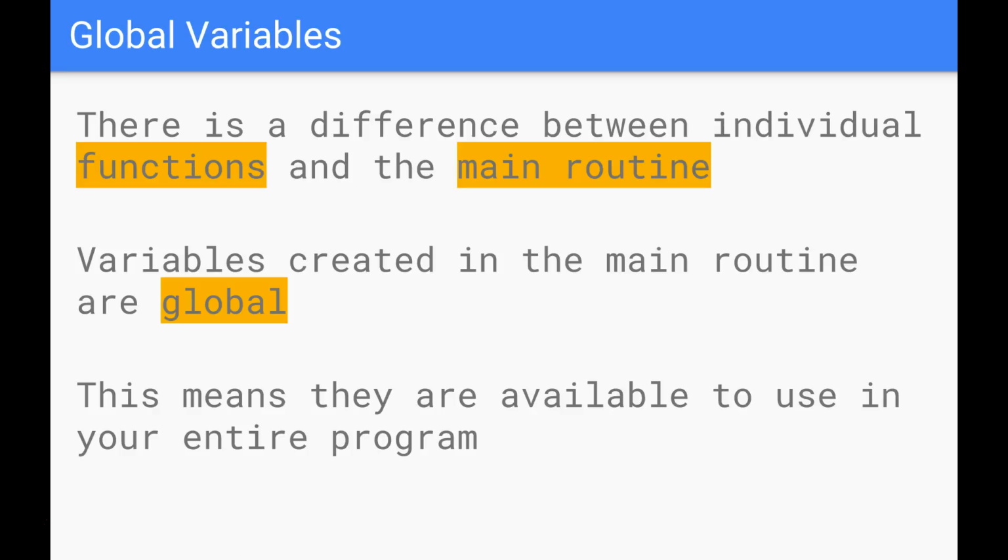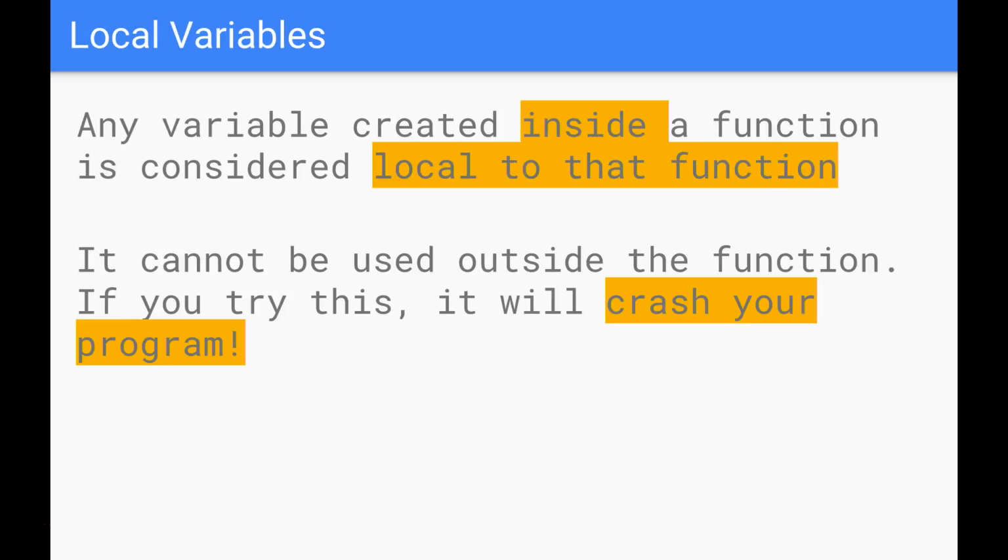So just to recap what we went through in that example, there's a difference between individual functions and the main routine. So remember, the main routine is everything that's not part of a function. Variables that are created in the main routine are known as global variables, and they're available for the entire program. However, if you create them in the function themselves, they are local to that function. If you try and use a variable that was created inside the function outside of the function, it'll crash your program because the name won't be recognized in the main routine.